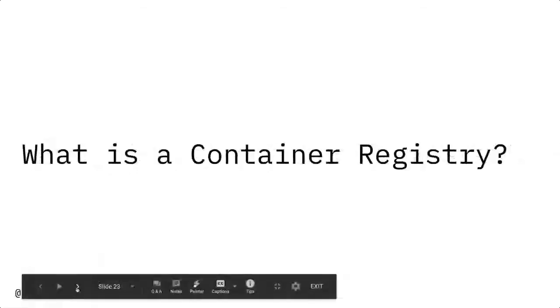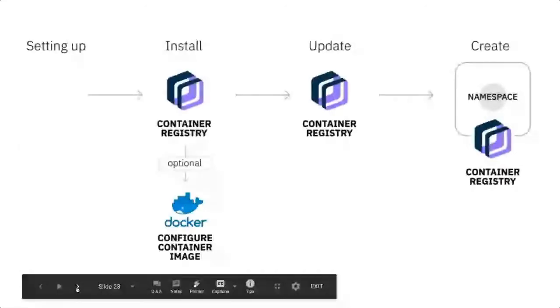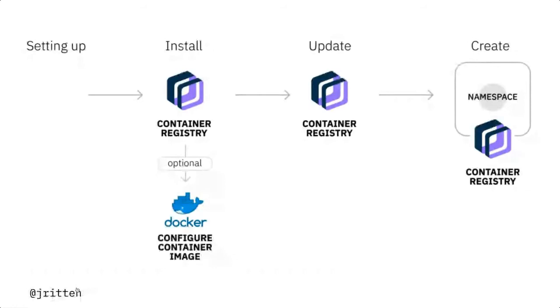And this is kind of what that looks like here. So we have our container registry. So this is IBM's container registry. This is what it looks like from a high level. So you can also access your images from your Docker registry as well.